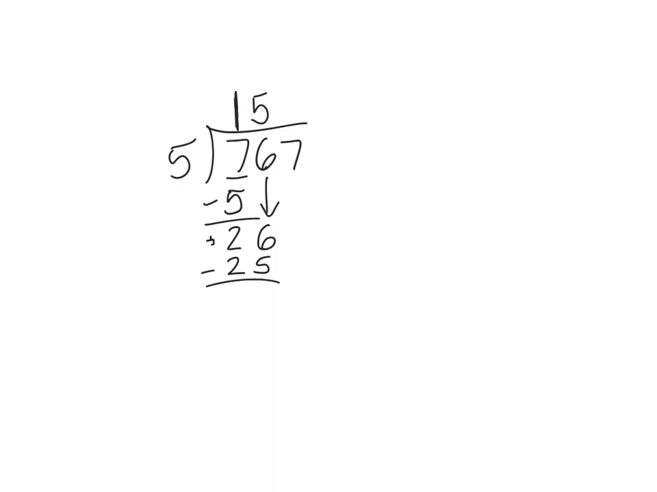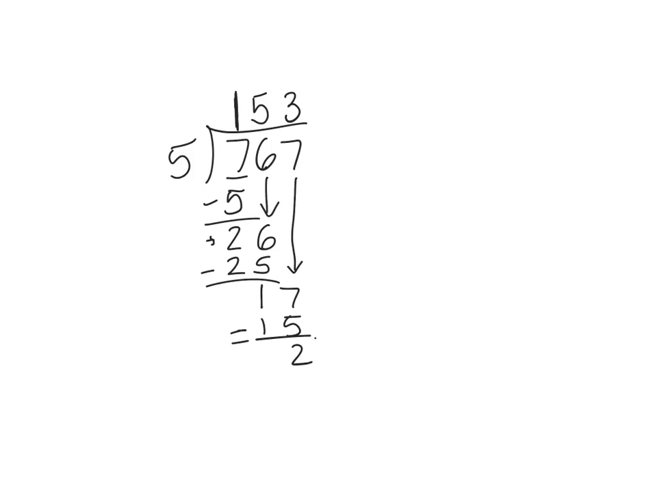So now I can subtract 26 minus 25. That's going to give me 1. And so I bring down my ones place here, the 7, and that leaves me with 17. So now, once again, I think, how many groups of 5 can I make if I have 17? Or what's 17 divided by 5? And I can make 3 groups. And 3 groups of 5 is going to be 15. It doesn't fit evenly again. And I subtract once more, and I get 2 left over.